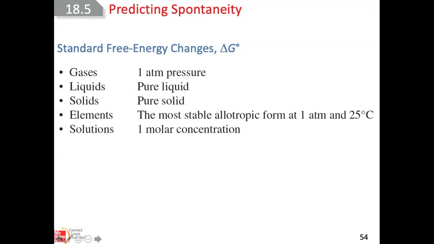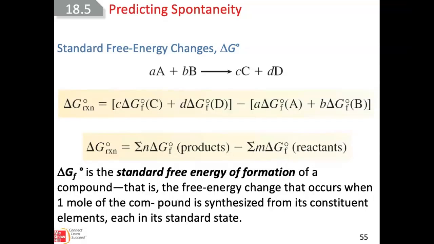Let's say if you have oxygen, it has to be O2. Or if you have a carbon, it has to be carbon graphite, not carbon diamond. And if you have a solution, the concentration has to be 1 molar. If we have those conditions, then we have a standard state conditions. And this is just the regular equation, A plus B makes C and D. You probably saw and remember a similar equation for the standard enthalpy change.